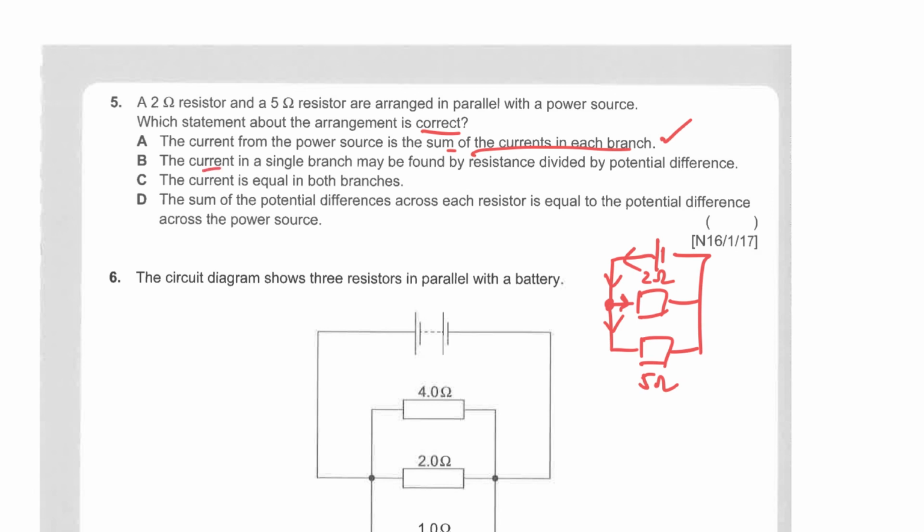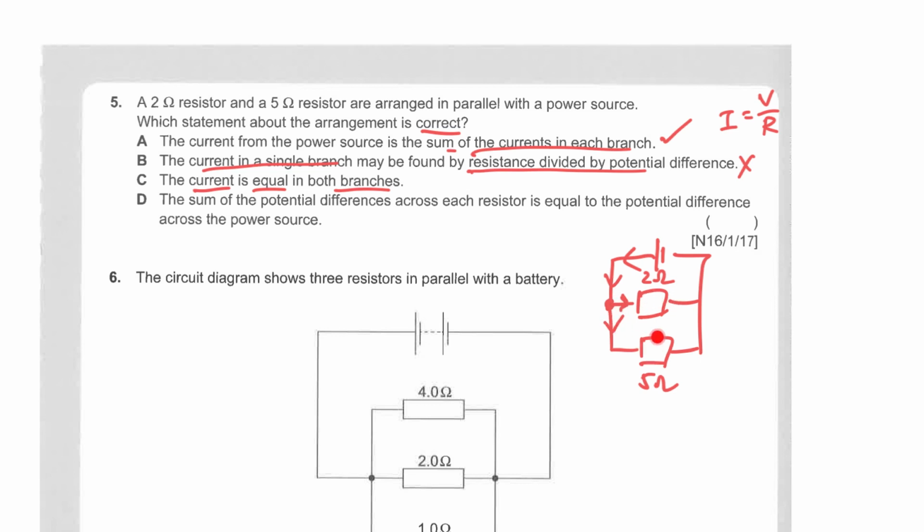The current in the single branch may be found by taking the resistance divided by the potential difference. That's wrong. If you want to find current, that should be potential difference V over R, not R over V. So that's wrong. The current is equal in both branches. Now, definitely not true, unless the current will split equally in this branch and in this branch. Unless both resistors here are the same, then they will split equally.